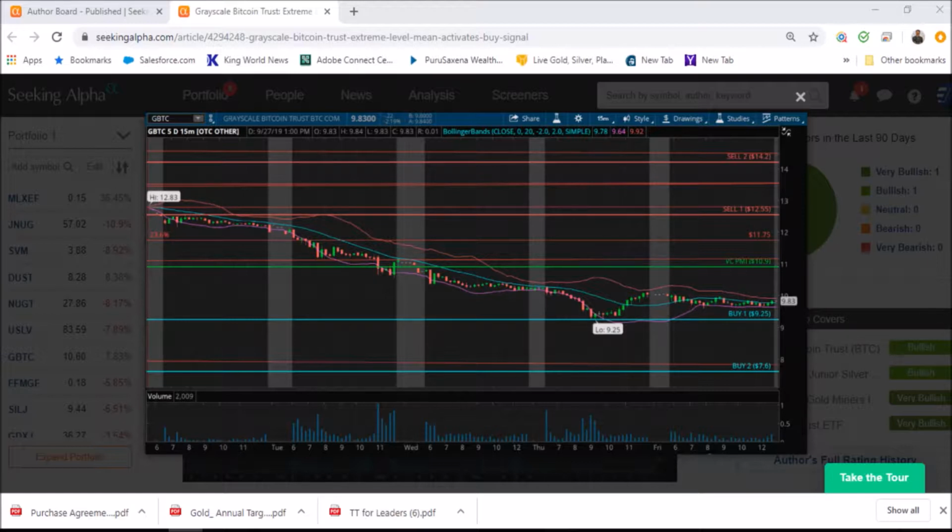The artificial intelligence tells you that there is a 90% probability at the sell one level of the market reverting back to the mean. There is a 95% probability of a reversion back to the mean if the market reaches the sell two level.